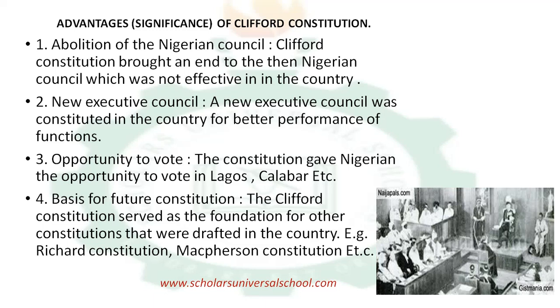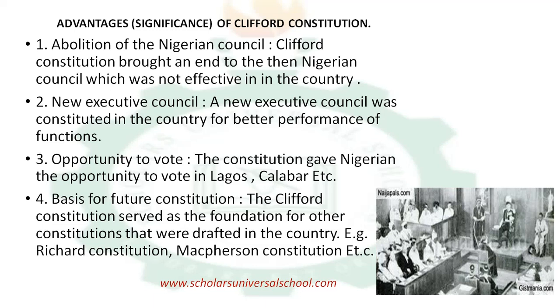Then the third one is opportunity to vote. It was the constitution that gave Nigerians the opportunity for the first time to vote. People were able to vote in Lagos and Calabar. So in Lagos, 3 representatives to represent Lagos at the Legislative Council were elected by Lagosians, and in Calabar as well, a representative was elected.